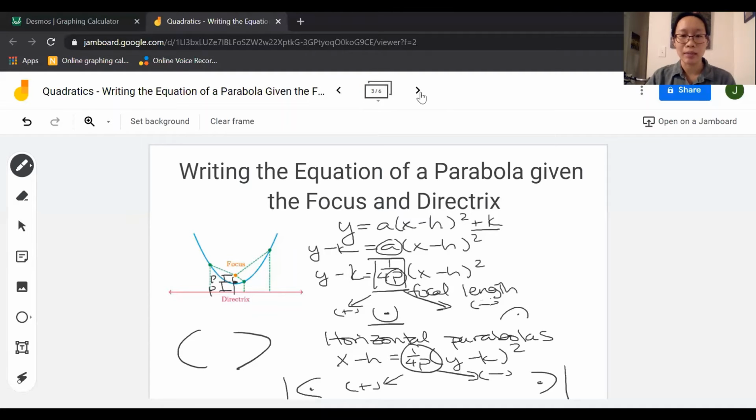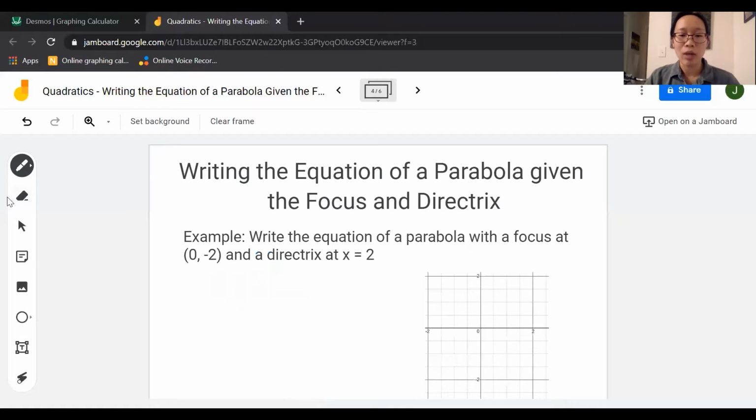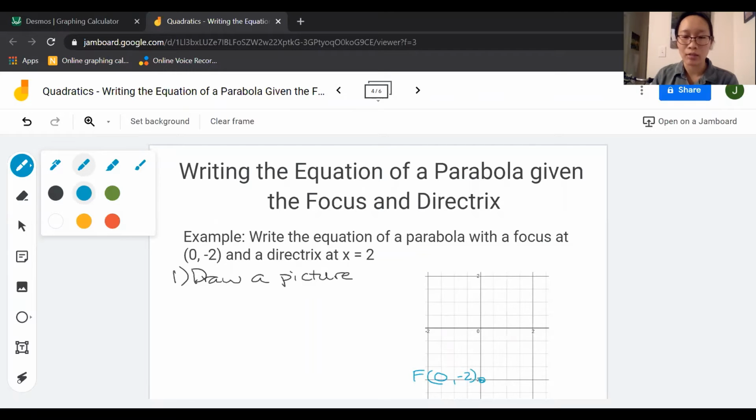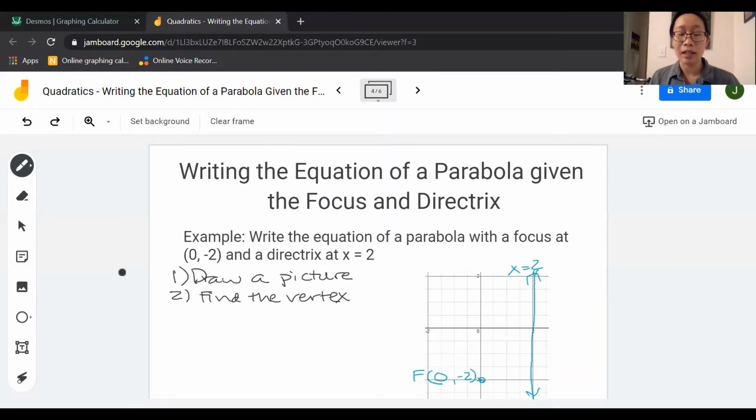Let's take a look at an example. Here we're asked to write the equation of a parabola with a focus at (0, -2) and a directrix at x equals 2. The first thing we're going to do is draw a picture of the information we have. I know that my focus is at (0, -2), and I'm going to label that F. I also know that I have a directrix at x equals 2. Our second step is to find the vertex. Because every point on this parabola, including the vertex, is exactly halfway between the focus and the directrix, I know that my vertex is going to be smack halfway in between, which is at (1, -2).